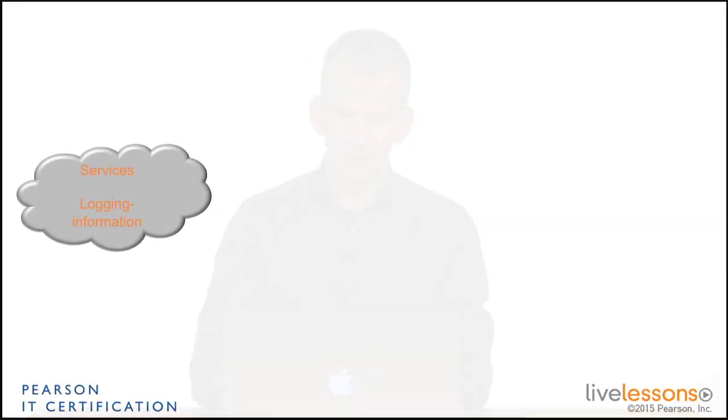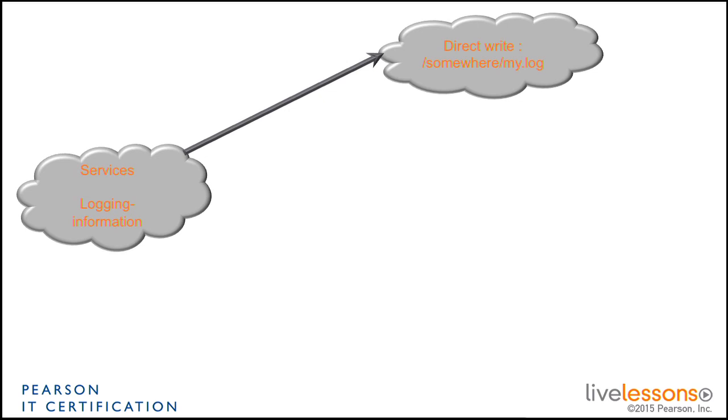So before talking about remote logging, I just want to make sure that we understand how logging is organized in Red Hat Enterprise Linux 7. In RHEL 7, we have services, and the services are sending logging information. And that can be a direct write, which means that the service decides for itself where it writes the log configuration. An example of that is the Apache server. Apache writes directly to some configuration files.